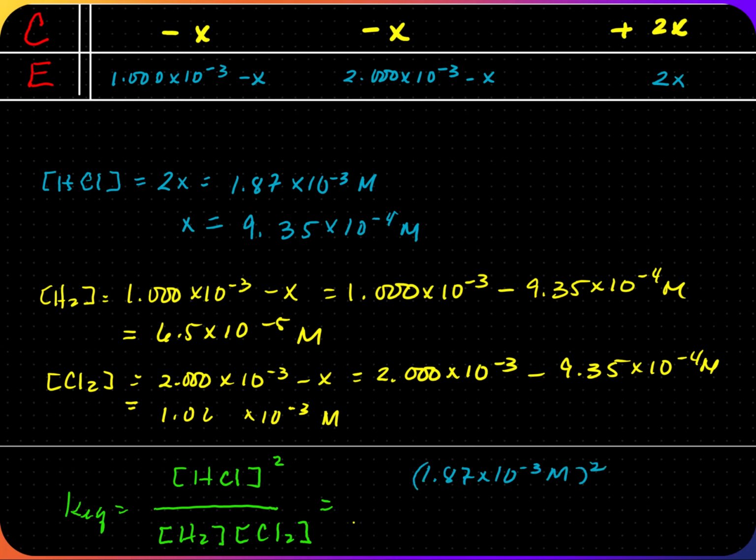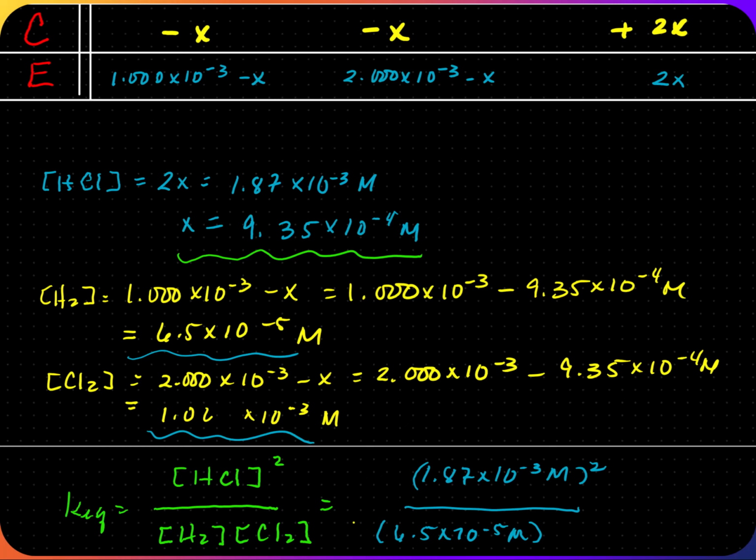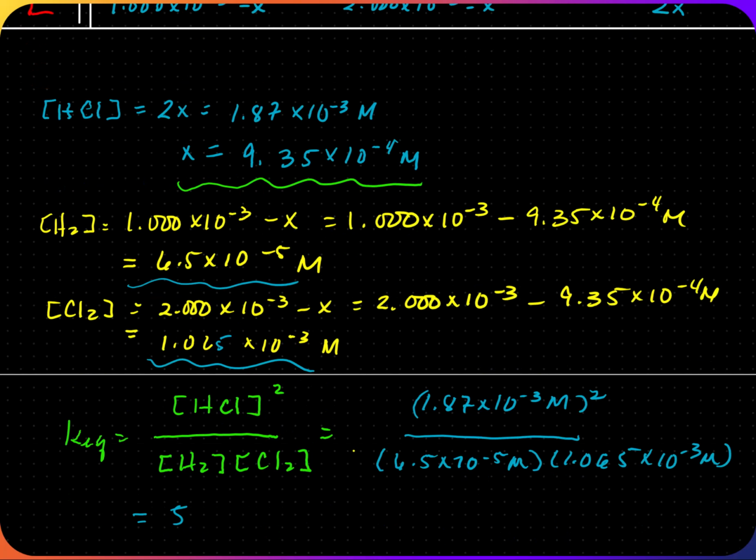Remember that this x that we solve is the value of x, but hydrochloric acid at equilibrium is 2 times x, so it's going to be double that, divided by the H2, which is 6.5 times 10 to the negative fifth molar, and my Cl2, which is 1.65 times 10 to the negative third molar. Plugging in the math, you should get approximately 51, with correct sig figs, and Keq is unitless.